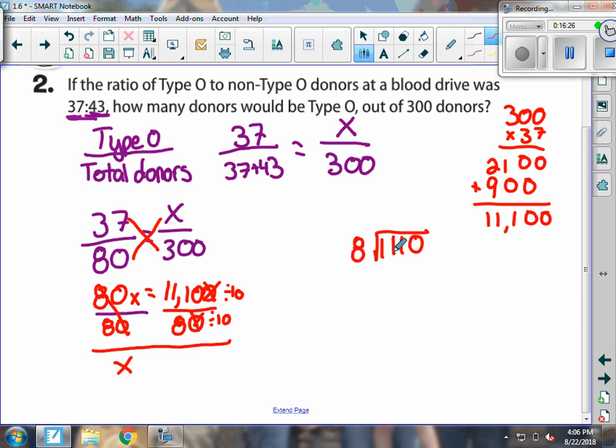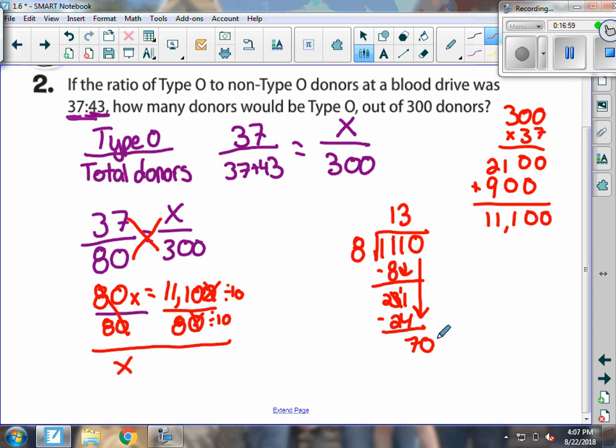How many times does 8 go into 11? One time. So 11 minus 8 is 3. I'm going to bring down this 1. How many times does 8 go into 31? It goes in 3 times. So that's 24. I'm going to carry my 1. 11 minus 4 is 7. I'm going to bring down my 0.